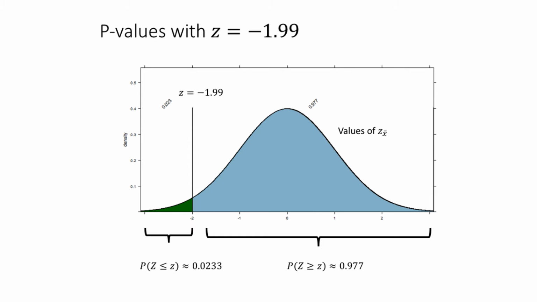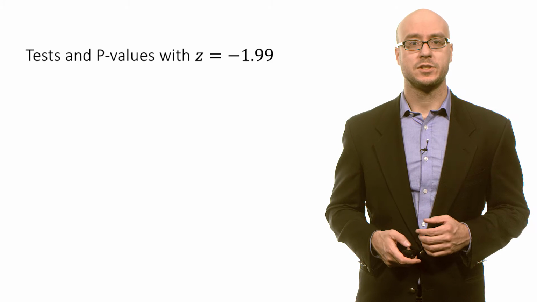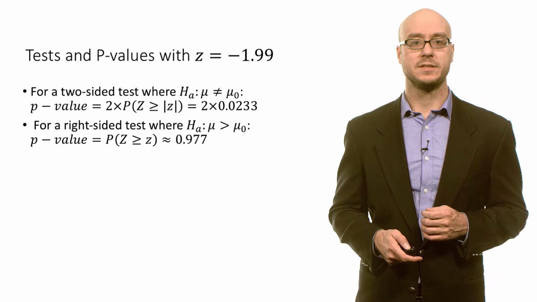Two sets of probabilities. The probability of obtaining a z-test statistic less than or equal to -1.99 is pretty small. It's 0.02, right? That's only 2% of the time would we expect to have a z-test statistic more negative than -1.99 given this particular null hypothesis. The probability of obtaining a z-test statistic greater than or equal to -1.99 is quite likely. Right. It's very likely that you're going to have positive, somewhat positive, or somewhat negative z-test statistics. So let's use this information, this standard normal distribution and this z-test statistic, to make inferences and conclusions. So let's examine a two-sided, right-sided, and left-sided test.